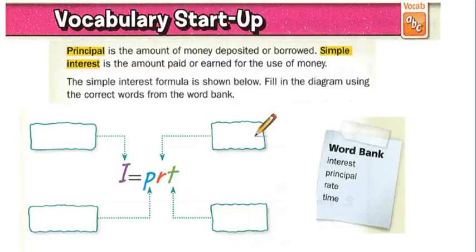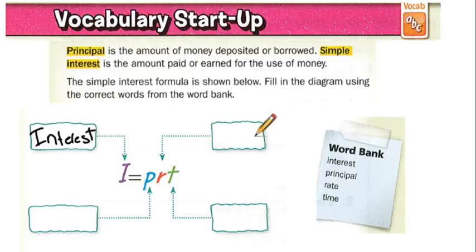The simple interest formula is shown below, and we're going to fill in the diagram using the correct words from the word bank over there on the right. Okay, so we've got I equals P, R, and T. So we want to figure out what is what. Let's start with I. In our word bank, I've got interest, principal, rate, and time. Well, interest starts with I. So I stands for your interest. This is a formula to find your interest.